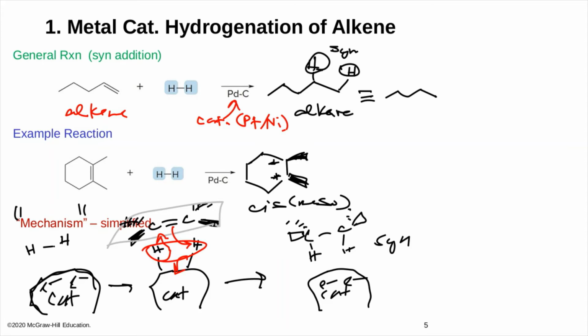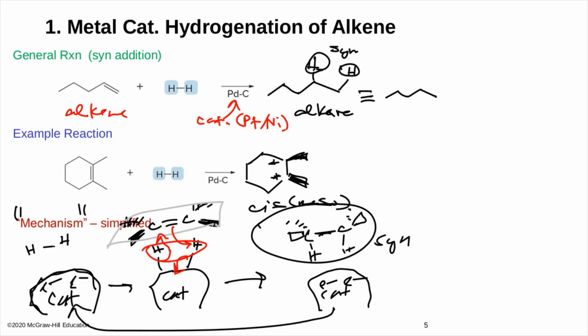And we go down to the alkane. Because the alkane only has sigma bonds, it doesn't have any other electrons that can coordinate to the d orbitals of our metal, okay? Like a square planar d orbital. So it releases and our product just floats away. And now the catalyst is back to its normal state.